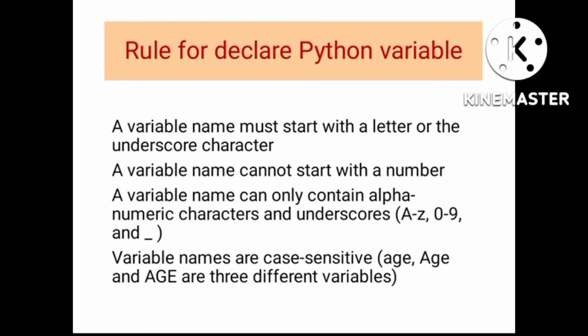Rules for declaring a Python variable. First, a variable name must start with a letter or the underscore character. Second, a variable name cannot start with a number. Third, a variable name can only contain alphanumeric characters and underscores, A-Z, 0 to 9, and underscore. Fourth, variable names are case sensitive. Age and age are two different variables.